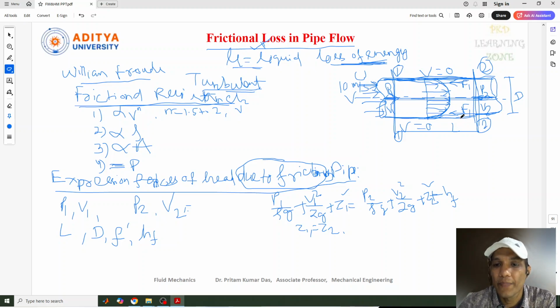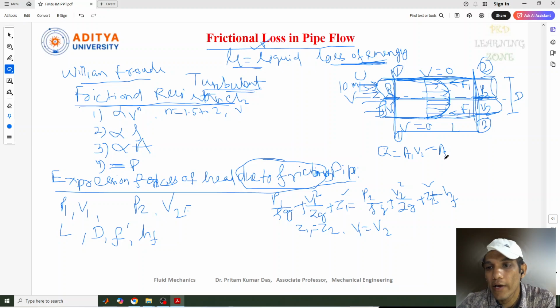Similarly, we can consider V1 equal to V2, because the diameter of the pipe is the same for both sections. Why? We know from the continuity equation that Q equals A1 V1 equals A2 V2. So whatever the diameter is there, the same diameter will be here. That's why we can write V1 equal to V2.